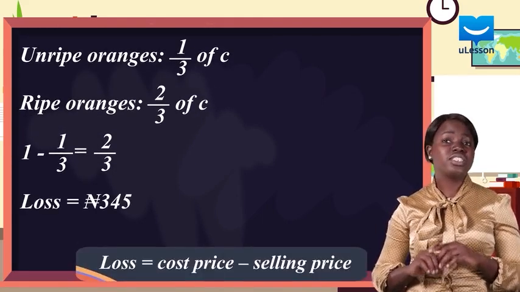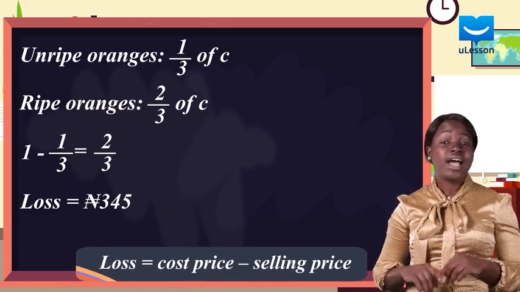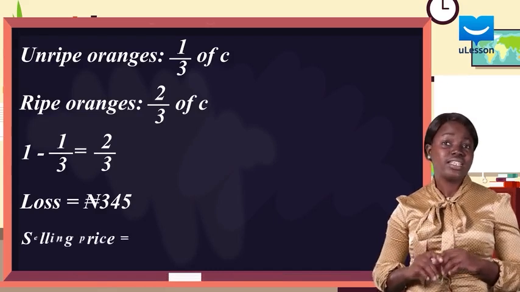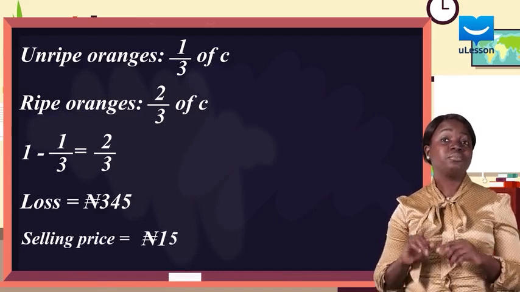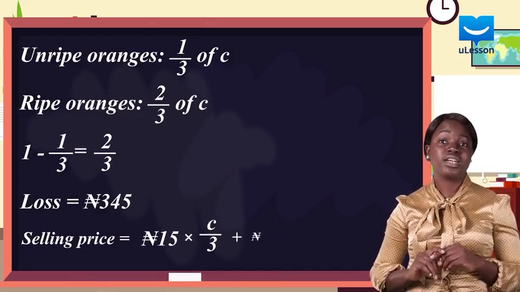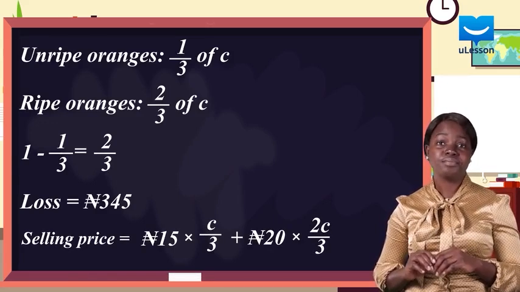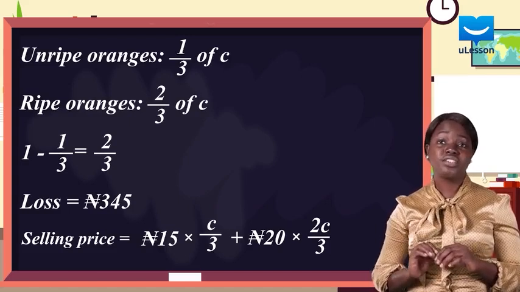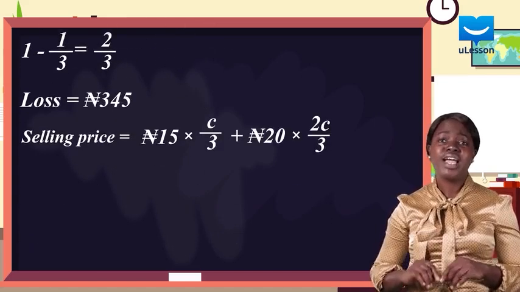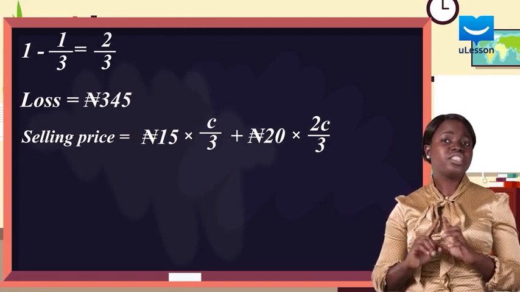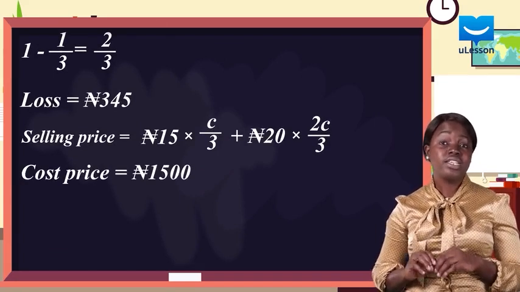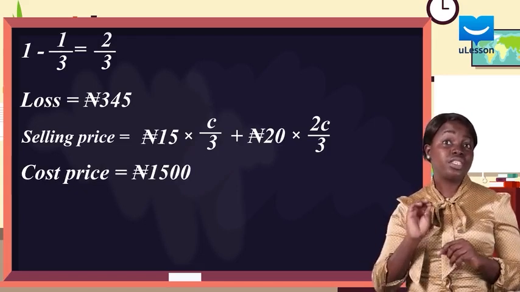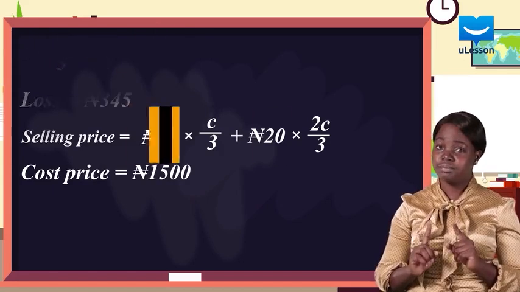Now recall that loss is equal to cost price minus selling price, and selling price is the price at which the goods were sold. In this case, that will be equal to 15 naira times C/3 oranges plus 20 naira times 2C/3 oranges. Since he sold C/3 unripe oranges at 15 naira each and 2C/3 ripe oranges at 20 naira each, the cost price is 1,500 naira, since that was the cost of C oranges. It doesn't matter that a third of these oranges were unripe, he had already paid for them.